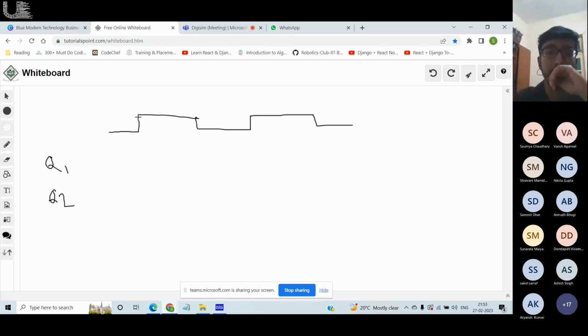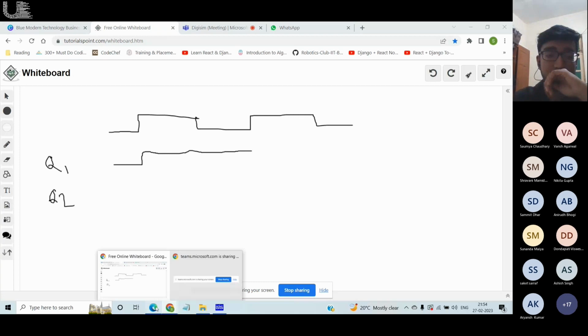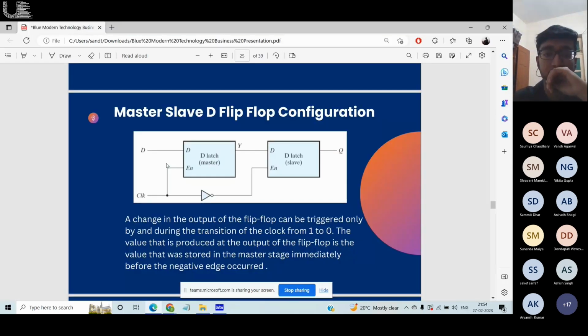When the clock is high, at the latch, which is level triggered, Q1 will become 1 right here itself, and it will remain 1 till the end. Why? Because during the first half of the clock, when the clock is high, the master latch is on and the slave latch is off. When the clock is low, the master latch turns off and the slave latch turns on.